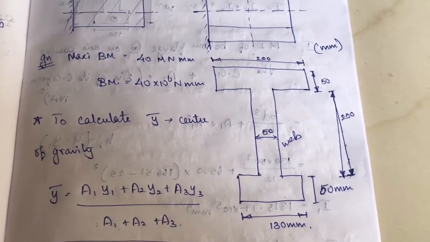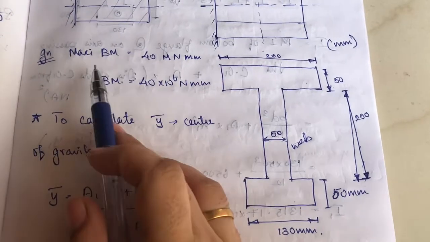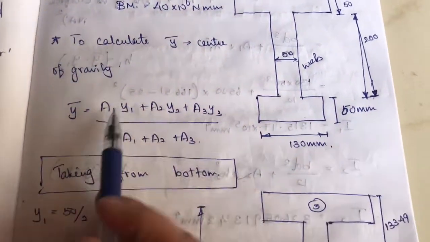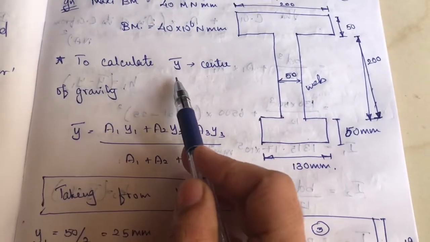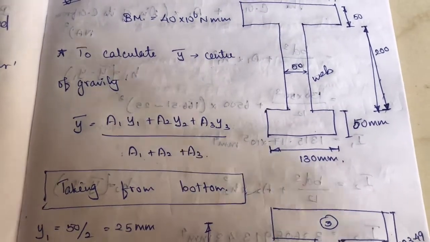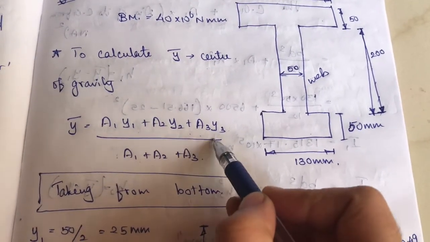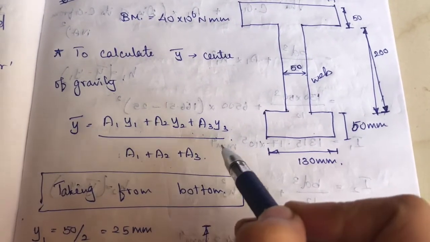The first thing is, they have given the maximum bending moment. Then we need to calculate the center of gravity, that is y bar. The formula for y bar is a1y1 plus a2y2 plus a3y3 by a1 plus a2 plus a3.